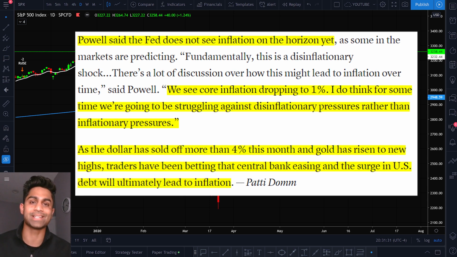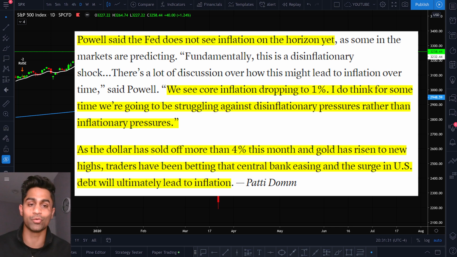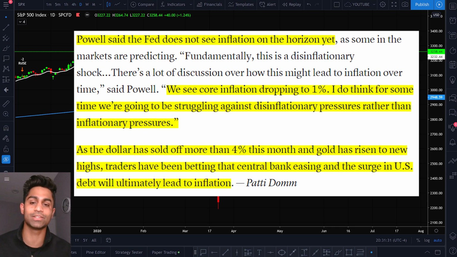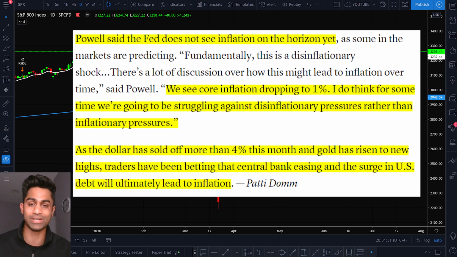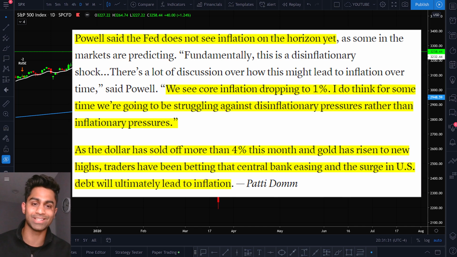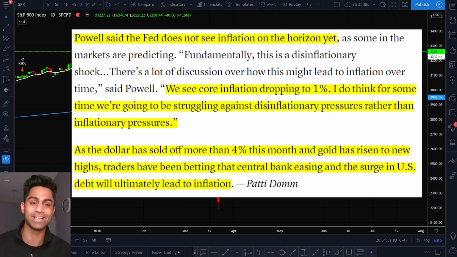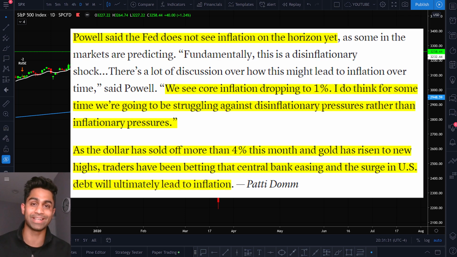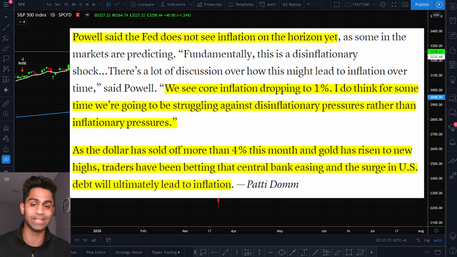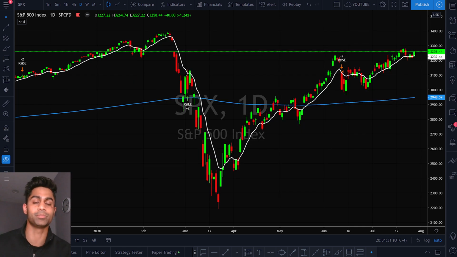So now moving on, in my yesterday's market update video, I essentially went over the US dollar currency index and the relationship between gold and the dollar index, and how the dollar has been selling off more recently and getting weaker, while gold is surging to new all-time highs. As a result, many traders and investors are essentially betting that the central bank easing and the surge in debt is going to eventually lead to an inflationary period. So I guess we're just going to have to wait and find out if that actually happens, and if we are going to see an increase in inflation, or a disinflationary pressure like Jerome Powell mentioned.